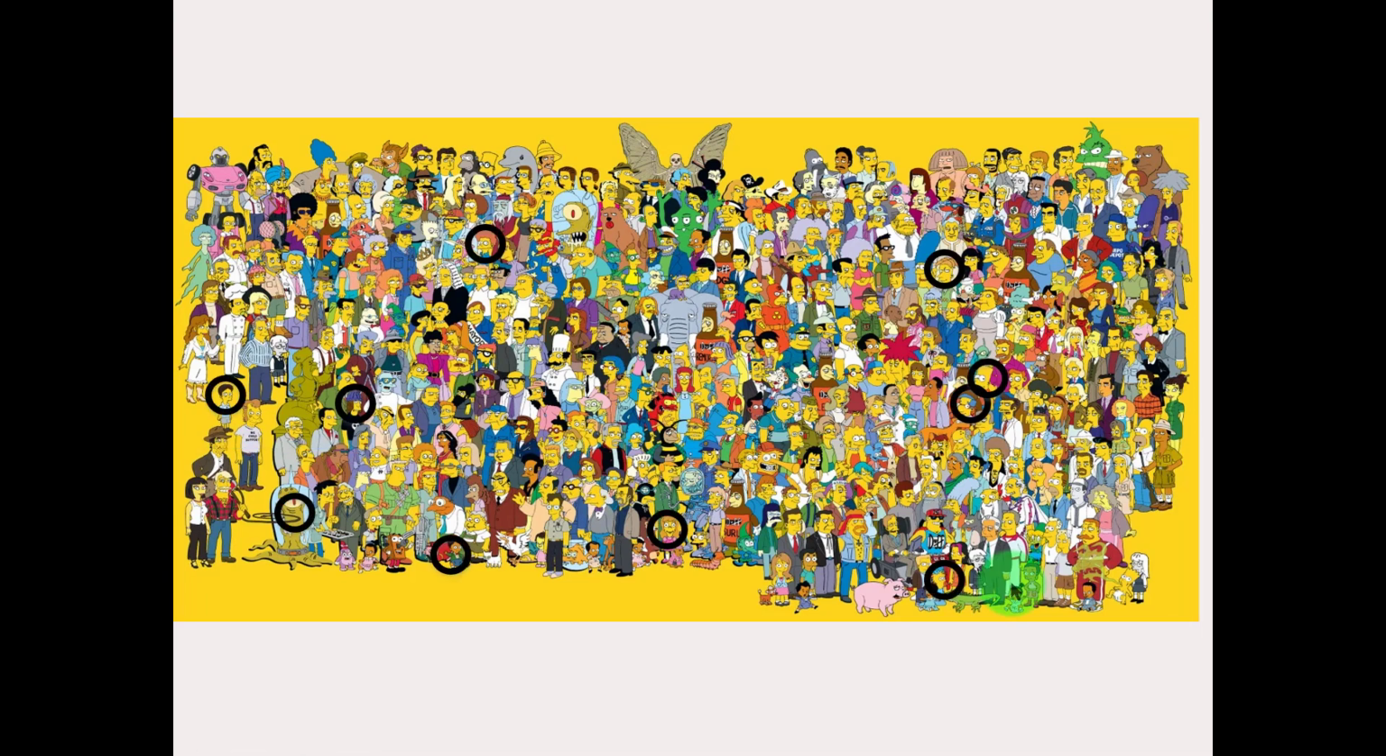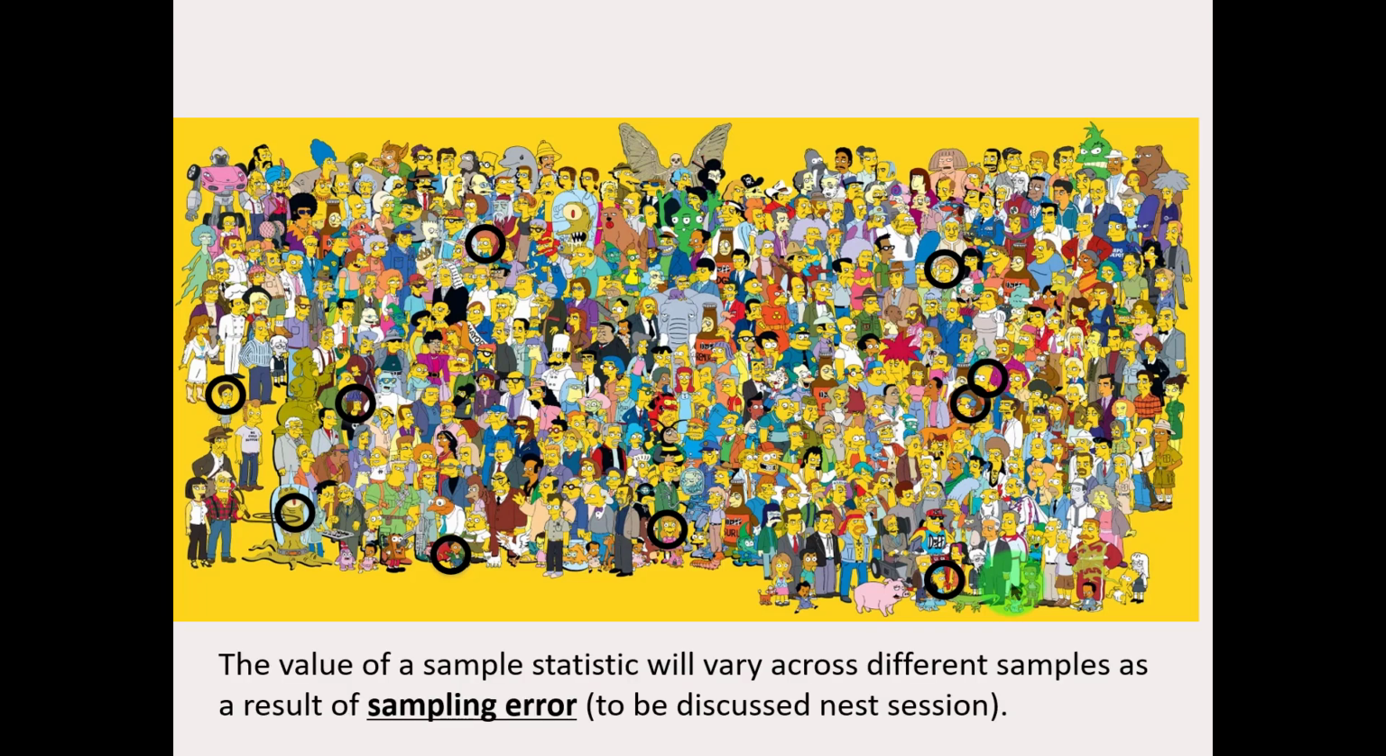A big topic that we will unravel over time is that a sample statistic varies across samples, and it's what is called sampling error. And so we'll talk about that in the next session a little bit more, but that is a really big topic that we will thoroughly discuss throughout the semester.